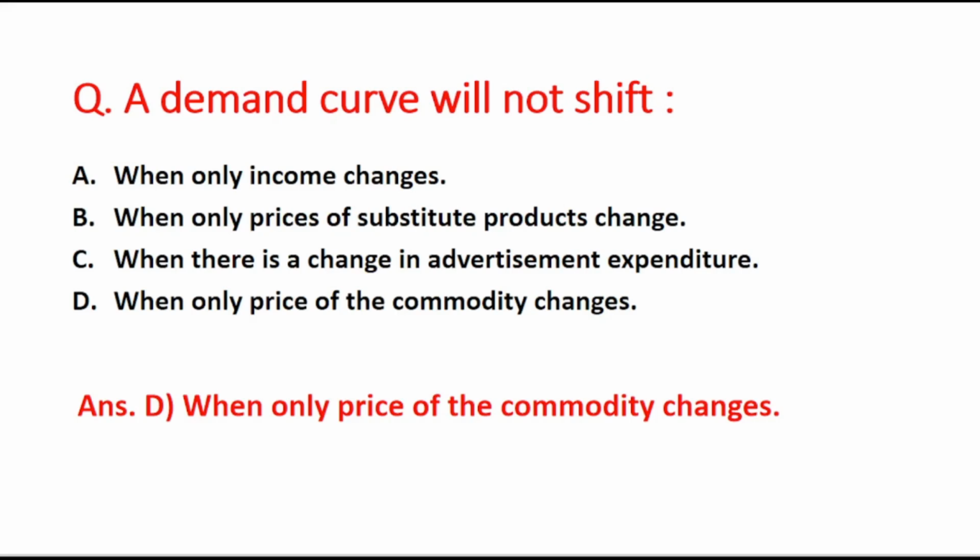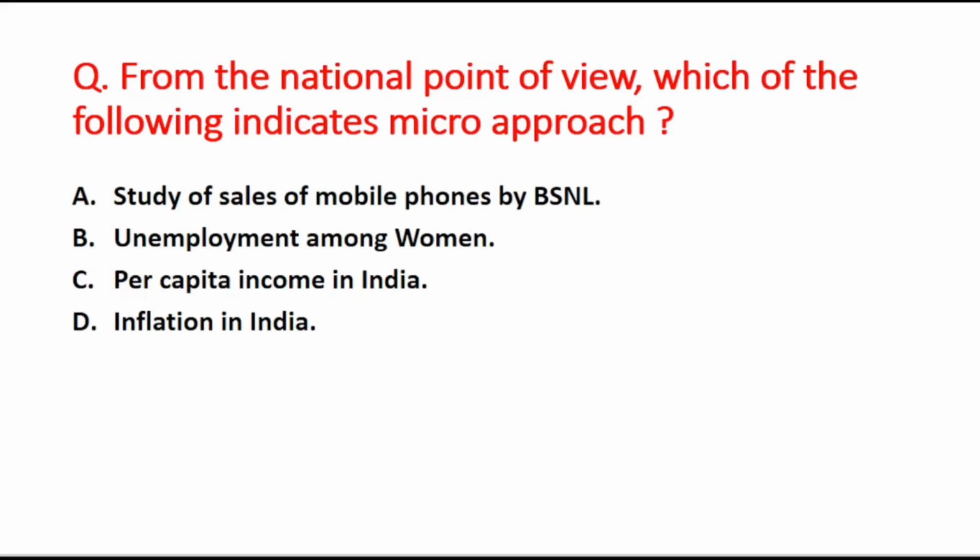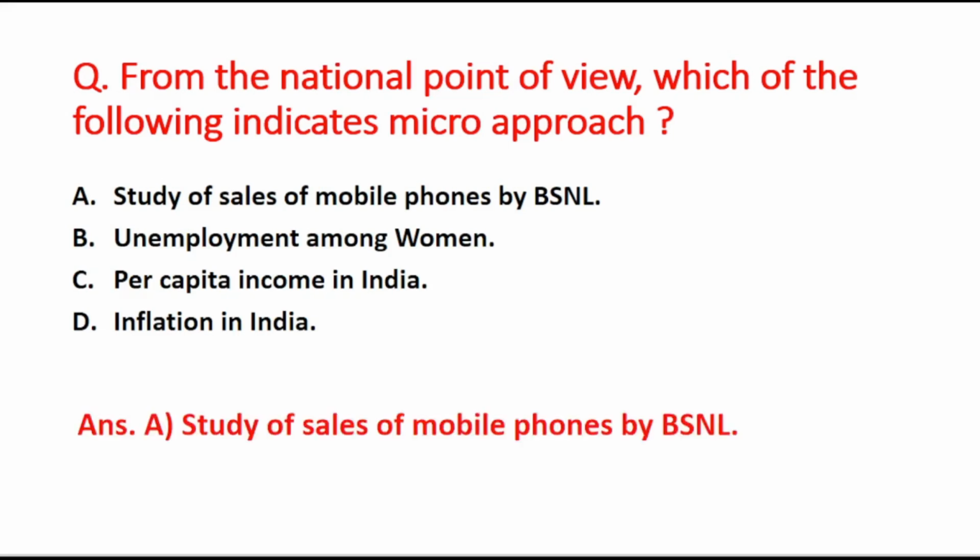Next question is, from the national point of view, which of the following indicates micro approach? A option is study of sales of mobile phones by BSNL, B option is unemployment among women, C option is per capita income in India, and the D option is inflation in India. The right answer is option A, that is study of sales of mobile phones by BSNL.